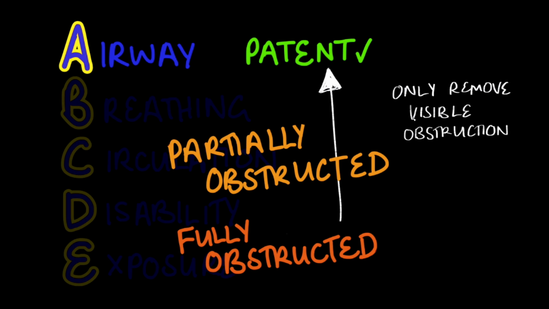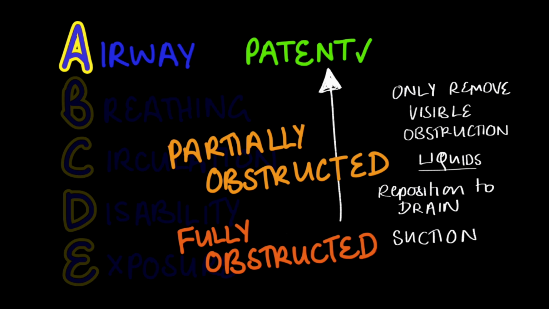Just don't do it. If it's a liquid obstruction like vomit, blood, or sputum, you can try repositioning the patient so that it drains out of their mouth. The recovery position's great for this. And if you have the equipment, you can try suctioning. Again, unless you're providing specialist care, only suction what you can see. Don't try and push your Yankauer down the airway.